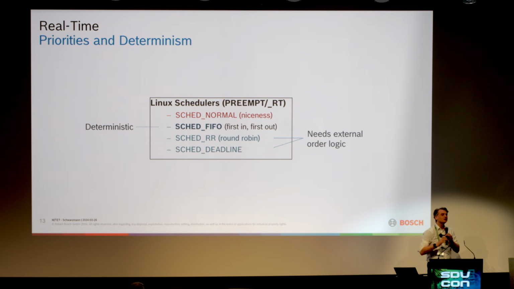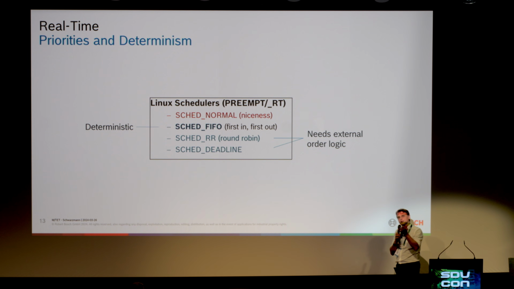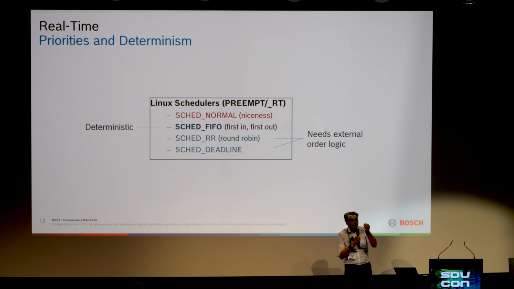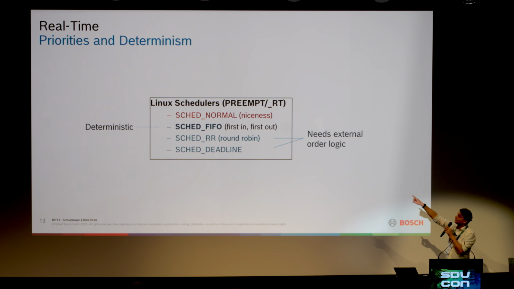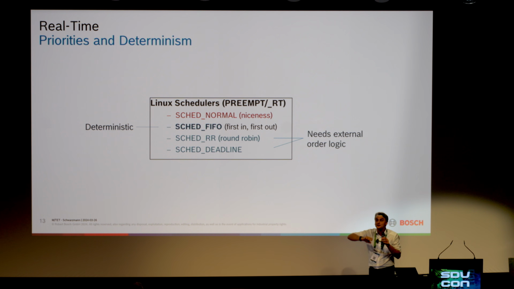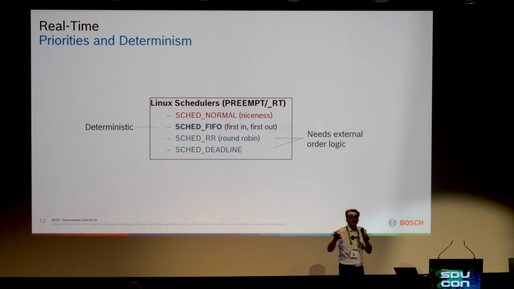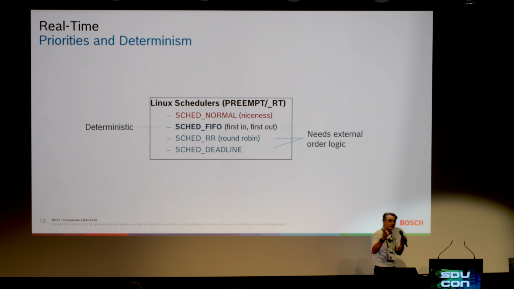I don't think I have time to speak about Linux schedulers, but real quick. Linux has several schedulers you can choose. And the normal one is niceness, and it's even called nice. So the nice term in the Linux scheduler that you're used to actually means nice. And it's not deterministic. It means everybody gets to run sometimes, you don't know when.